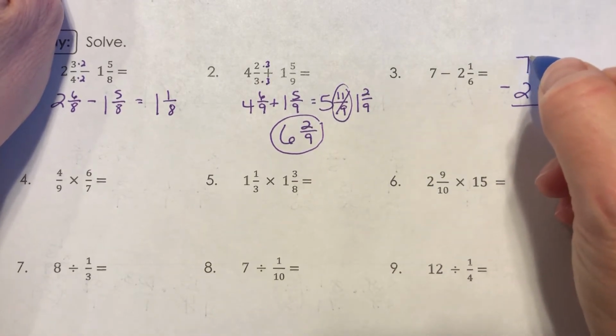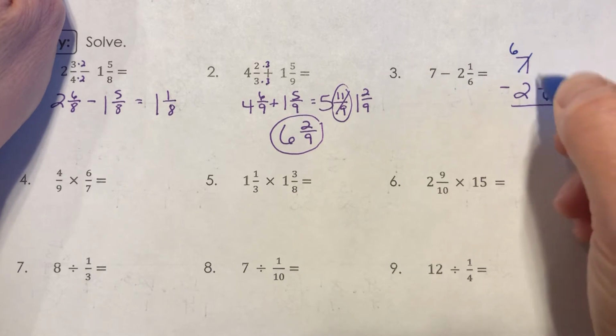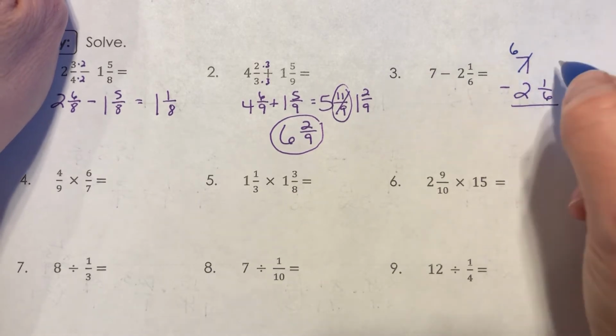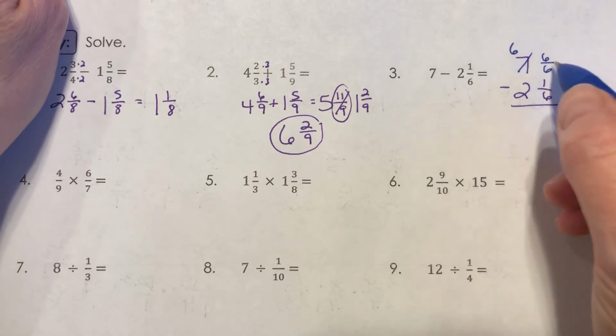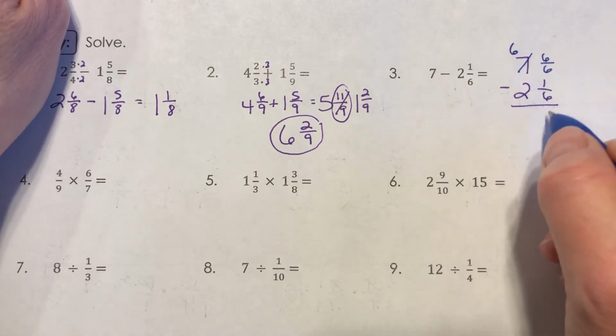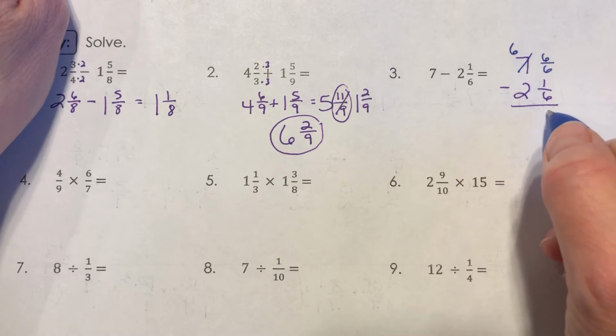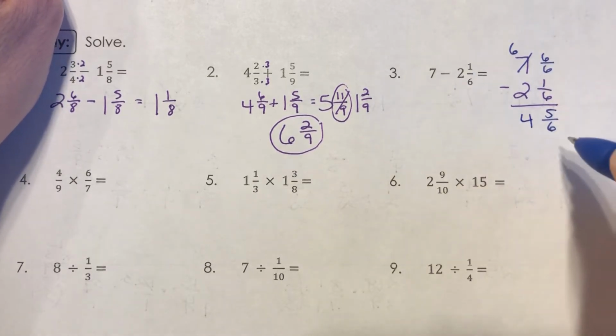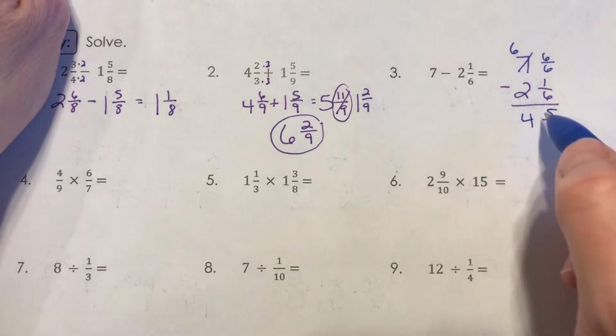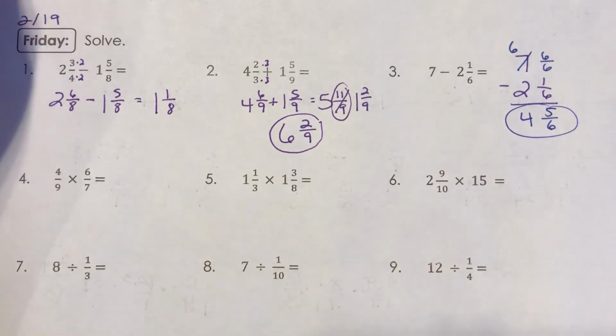So I'm gonna borrow 1 whole from this 7, and that's gonna become a 6. Fraction-wise, 1 whole when we're dealing with sixths would be 6/6. Now we can solve it out. 6/6 minus 1/6. So if you have 6 out of 6 and you take 1 out of 6 away, that would mean you have 5 out of 6. And 6 minus 2 is 4. So that's what we had said before, if you did it in your head, 4 and 5/6.